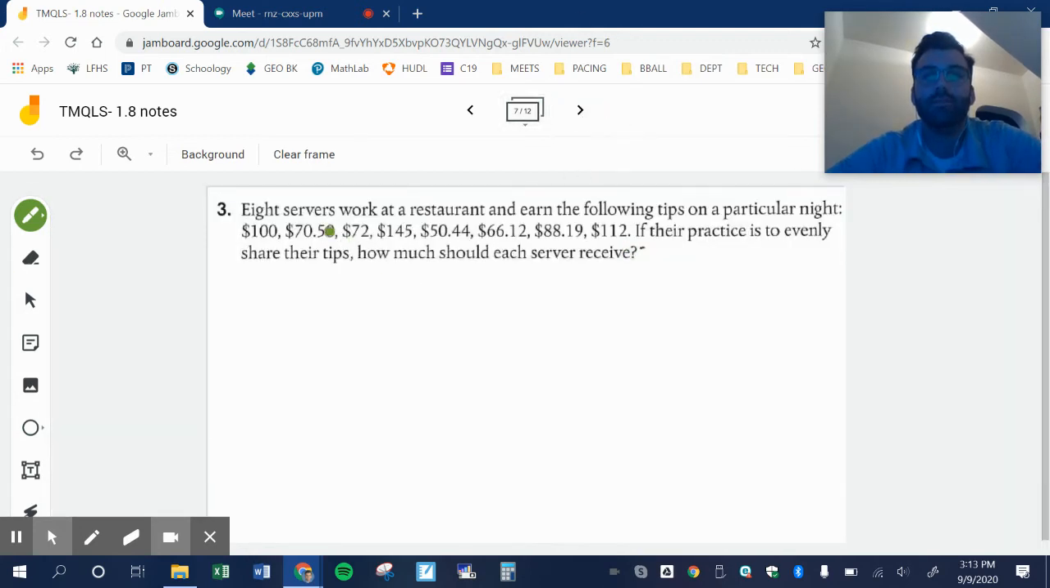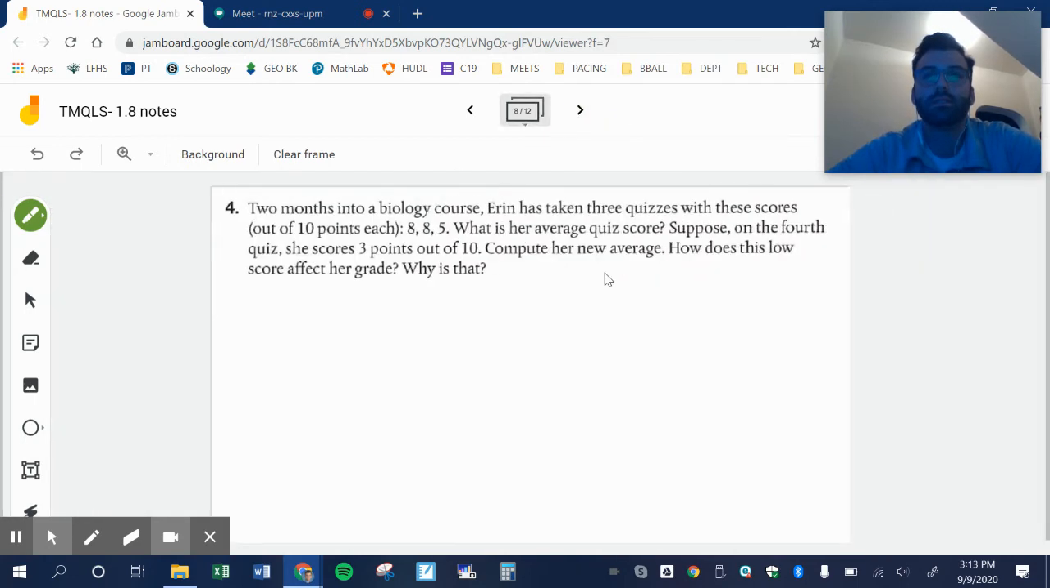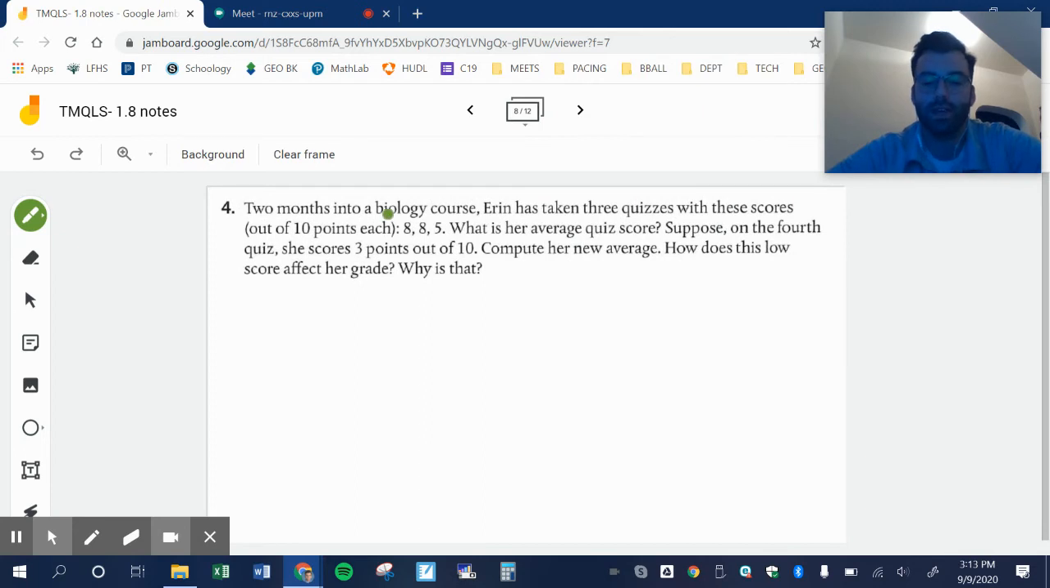All right, 8 servers work together at a restaurant and the following tips. Okay, so we know how to find the average. This one is a little bit better. This one ties with what we're doing next.